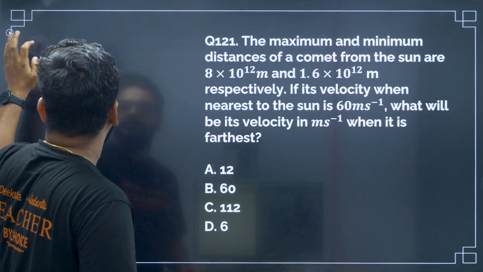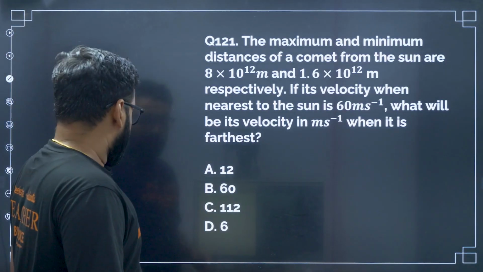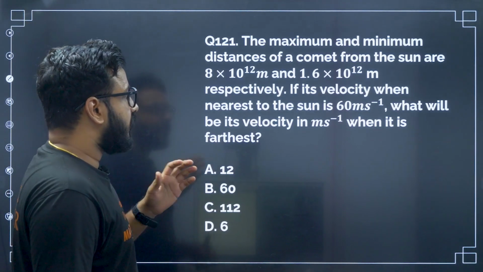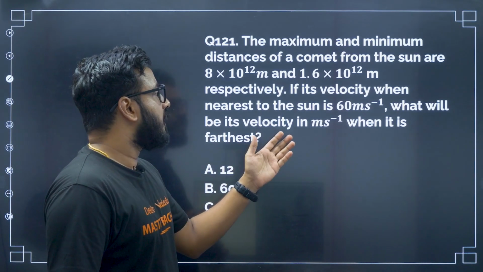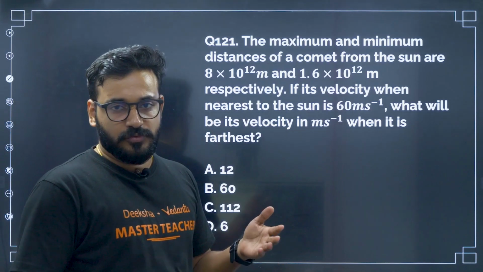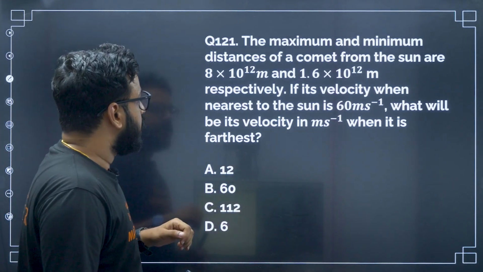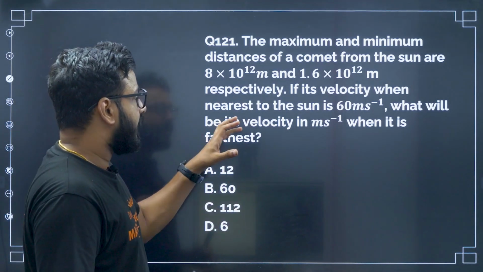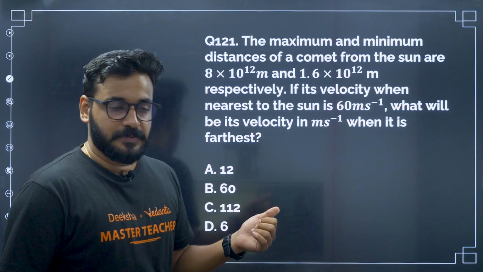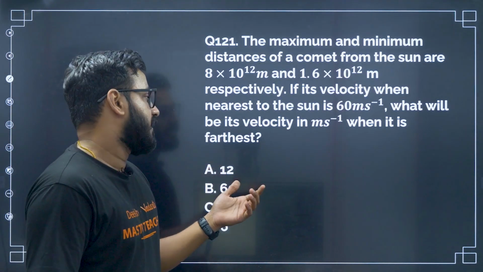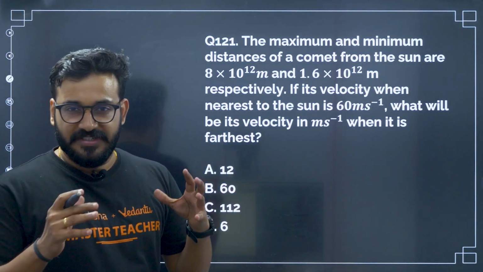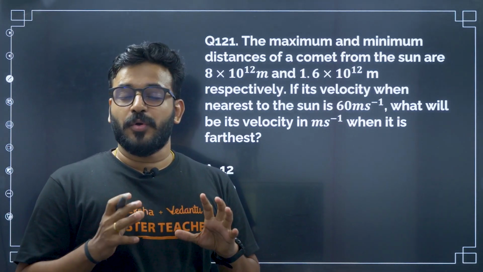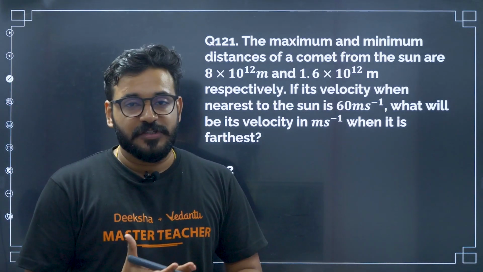The first question: the maximum and minimum distances of a comet from the sun are 8 into 10 to the power 12 meters and 1.6 into 10 to the power 12 meters. So it's something revolving around the sun. If the velocity at the nearest is 60 meter per second, what will be the velocity in meter per second when it's the farthest? This is a basic, very simple question where you are being tested on the conservation of angular momentum.